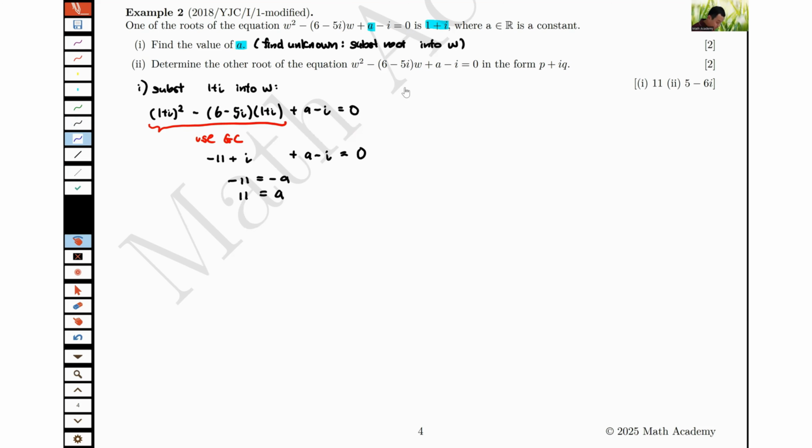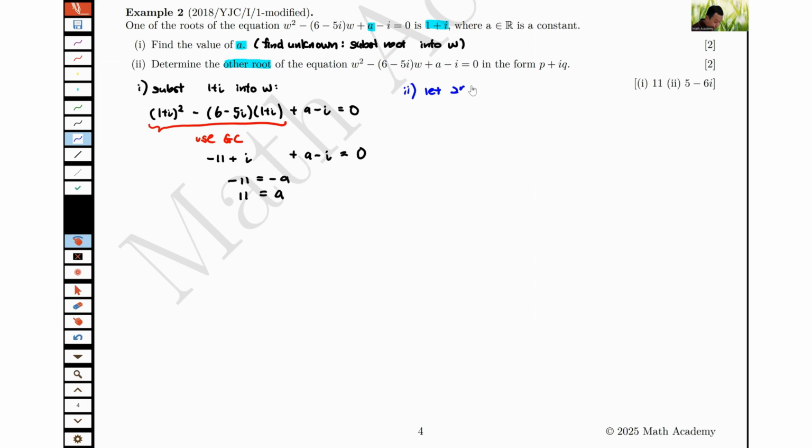Part 2. After we found the unknown, part 2 is to ask to find the other root of the equation. Other root. You already have one root. To find the other root, don't go for quadratic formula. There's a better way to do it if you already have one root. Can we call the root as maybe a C?